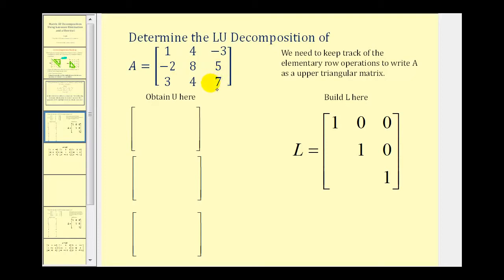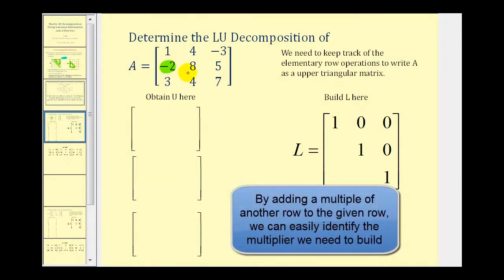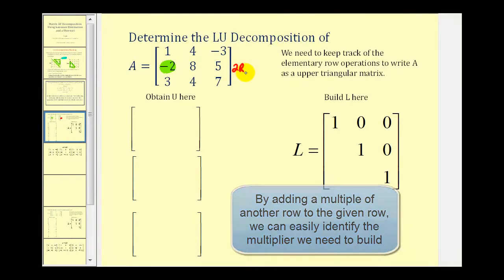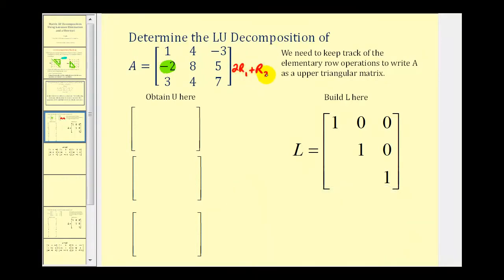So we want to perform row operations on this matrix to obtain an upper triangular matrix, which means we need a 0 in this position, and this position. Let's start by obtaining a 0 in this position here. We want to add some multiple of another row to row 2 to obtain a 0 in this position here. So we can replace row 2 with 2 times row 1 plus row 2 to obtain a 0 in this position. Let's go ahead and do that.